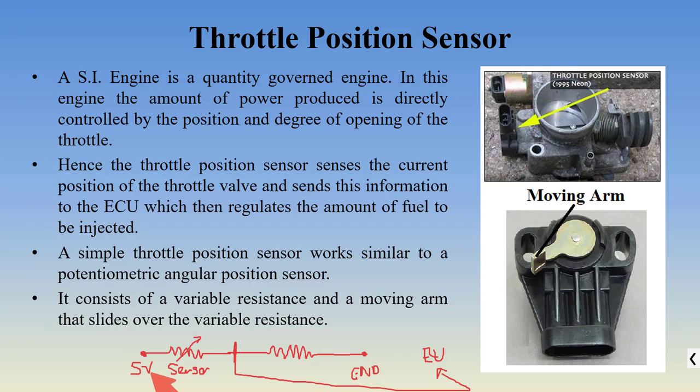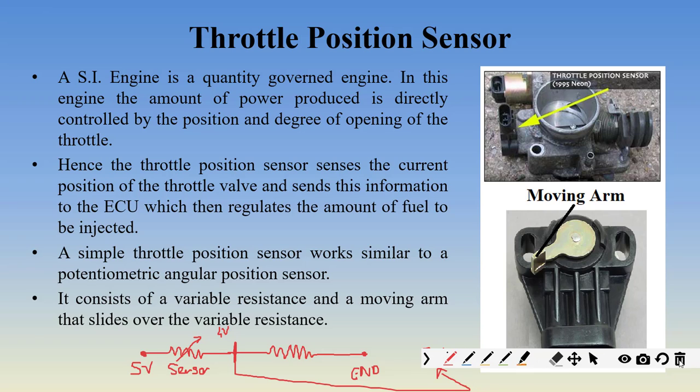So what is basically happening? This voltage is fixed. Imagine that if this resistance is very less and this resistance is very high, the voltage drop from here to here will be less, right? Imagine from 5 volt it goes to 4 volts. Then this 4 volt signal will be sent to the ECU.